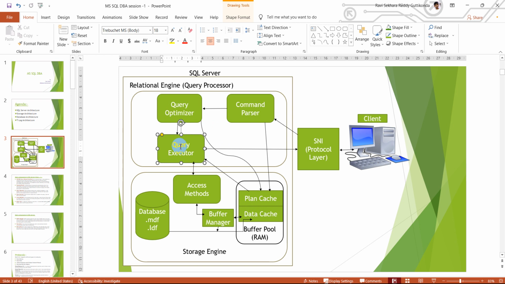The query executor requires some data to complete the query. As of now, we don't have any data, and we haven't processed any data.